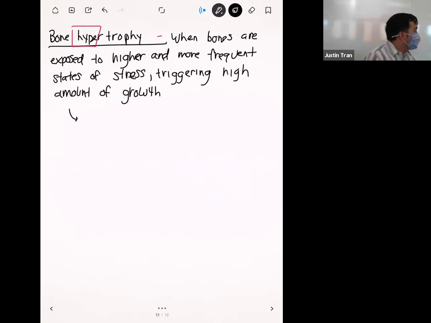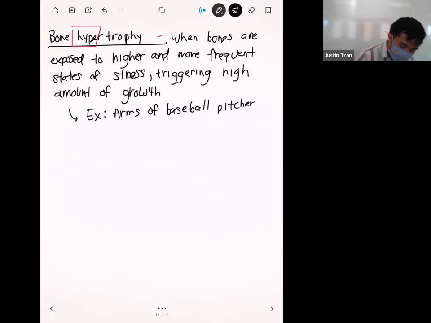Usually this occurs in a lot of the long bones. Some of the examples where you see it most often are in athletes that use one limb or one muscle more than the other, like the arms of a baseball pitcher or a tennis player. In those sports, you expose one arm to a lot more stress than the other. If you compare the bone mass and bone size of the arm used for the action versus the other one, one is going to be much bigger and much more dense.